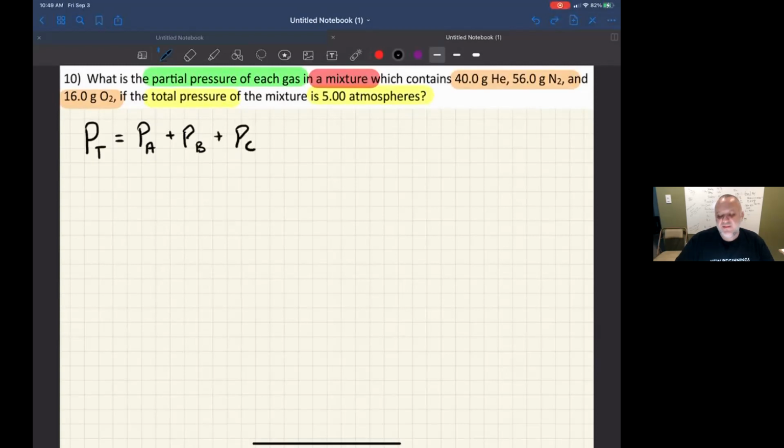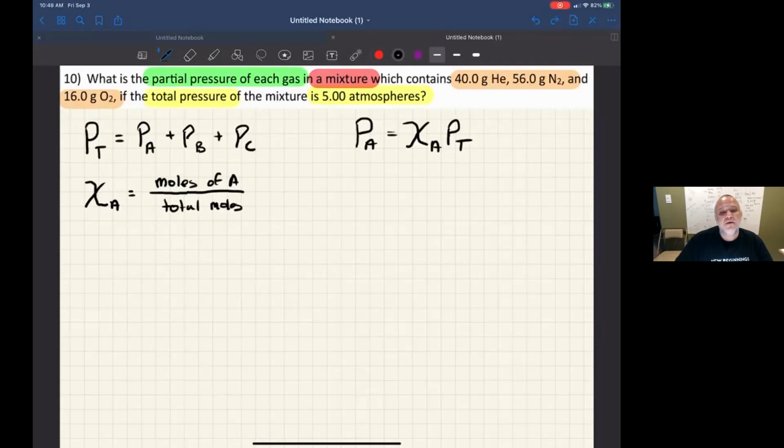Now, the reason that I write this down is to give some grounding on what the partial pressure is. I can write that the partial pressure of a component is equal to the mole fraction of that component times the total pressure. Now recall that the mole fraction is a unit of concentration that describes the moles of a component divided by the total number of moles. And so with this information, I can start to attack this problem.